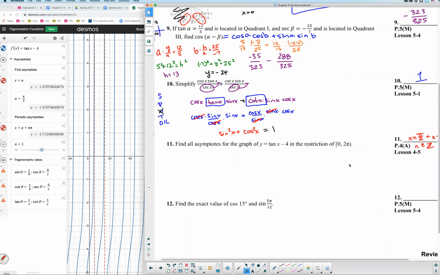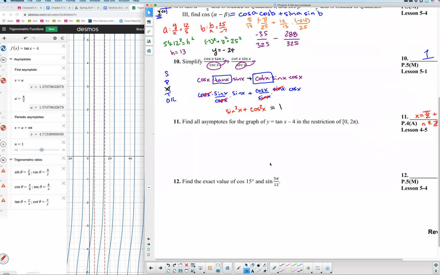Now, how do we do it by algebra? There were 3 steps. The first step, if you remember, was to determine what are we dividing by? Because an asymptote occurs when you divide by 0. And so tangent, like I just said on this problem, is sine divided by cosine.